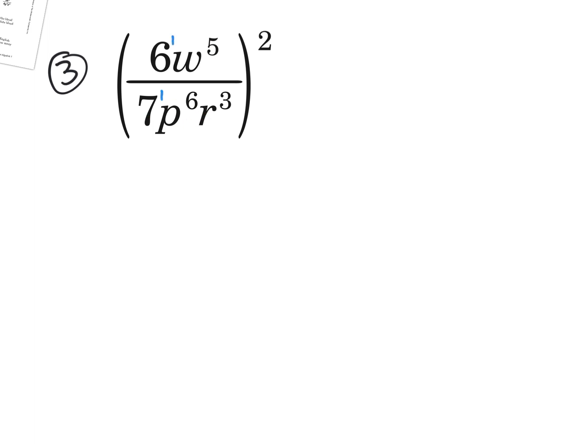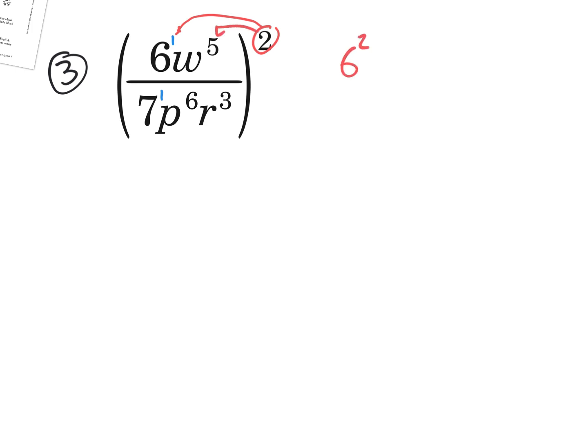The 7 has an exponent of 1. The W has an exponent of 5. P has the exponent of 6. R has the exponent of 3. So we're going to distribute this outside exponent of 2 to each inside exponent. You're going to say 2 times 1 is 2. So you're going to have 6 squared.